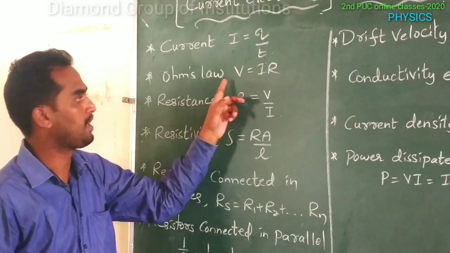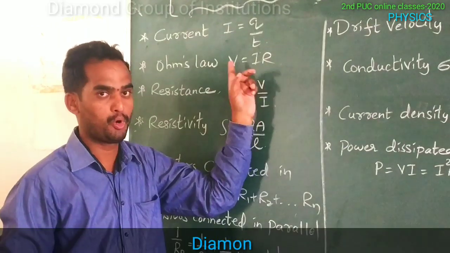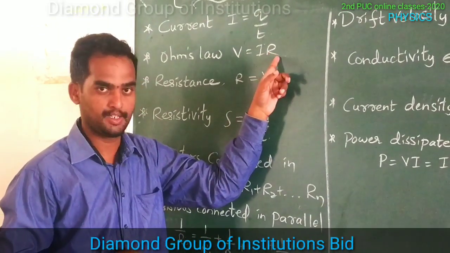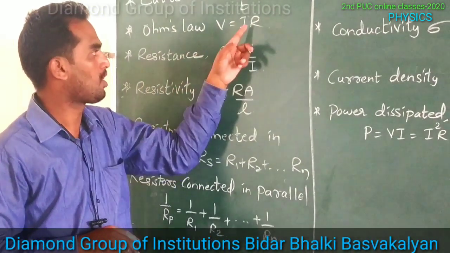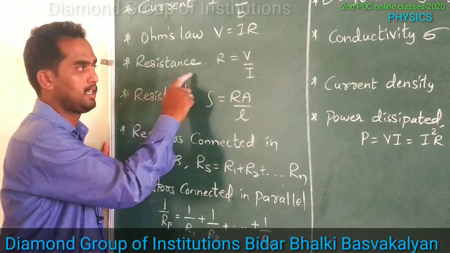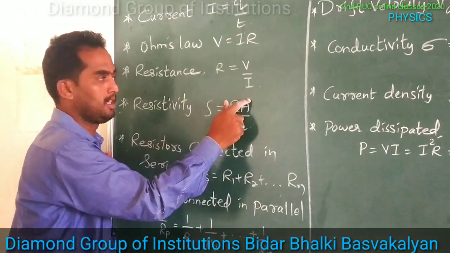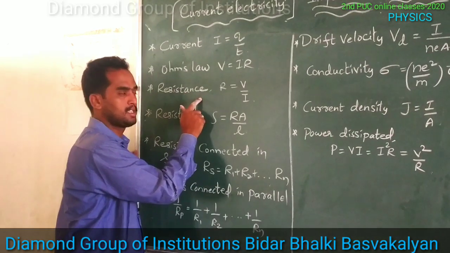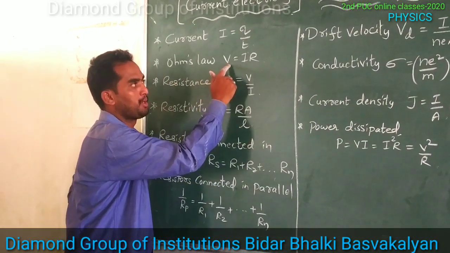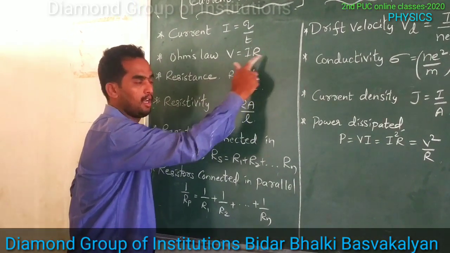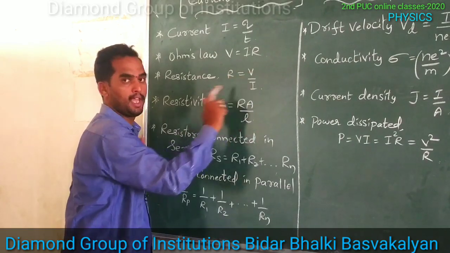Ohm's law: V equal to I into R. Potential difference, current and resistance. Next, if you want to calculate the resistance, then R equal to V by I. And this is again based on Ohm's law, because V equal to I into R, so R equal to V divided by I.